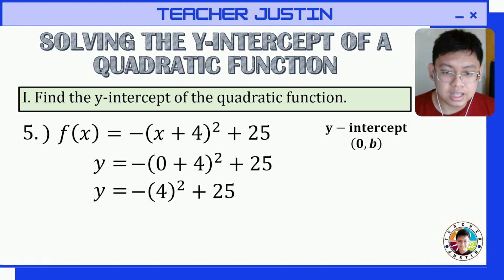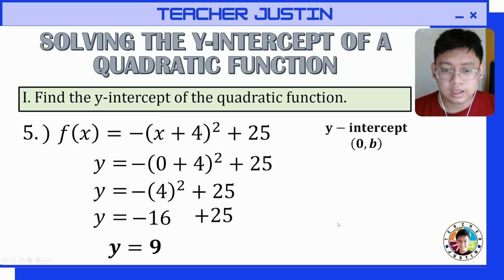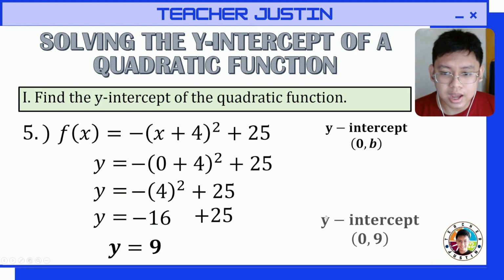Now, let's simplify each term. y is equal to negative times 4 squared. So, 4 squared first. That will be 16. 16 times negative 1 will be negative 16. Then we just copy 25. Now, negative 16 plus 25 will give us the value of y, which is equal to 9. Now, let's find our y-intercept. We just replace b with the value of y, which is 9. So, our y-intercept is located at (0, 9). And that's it.